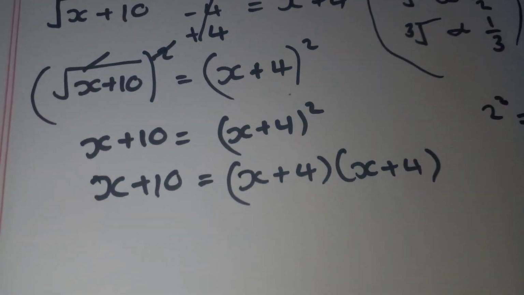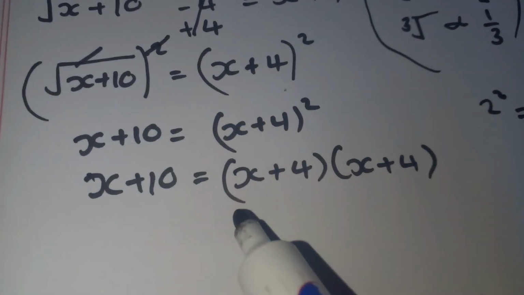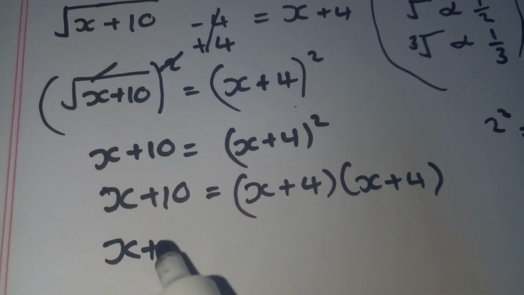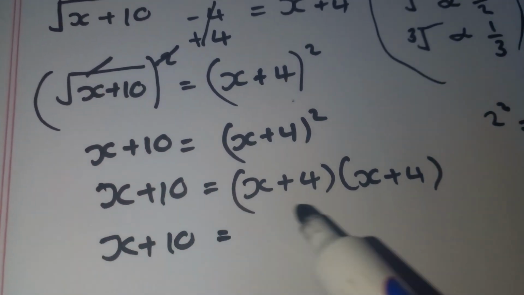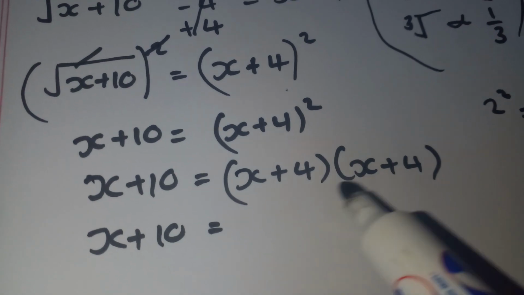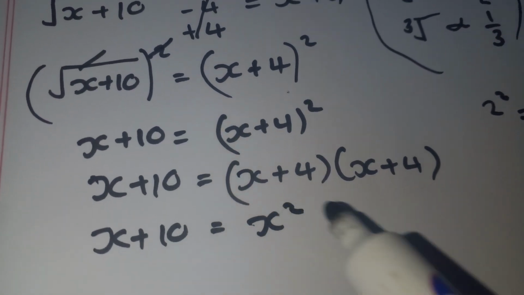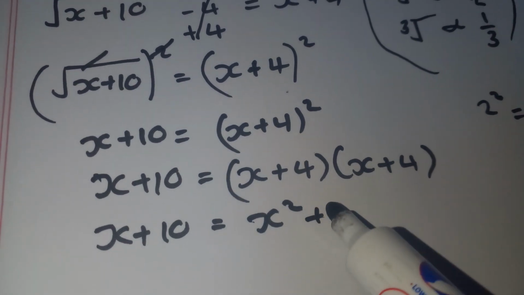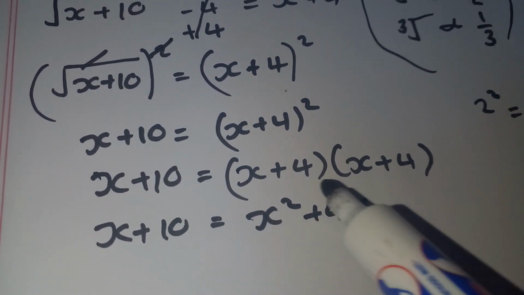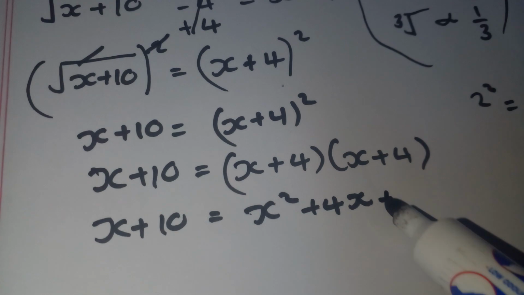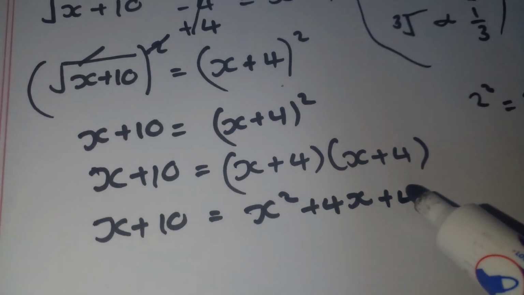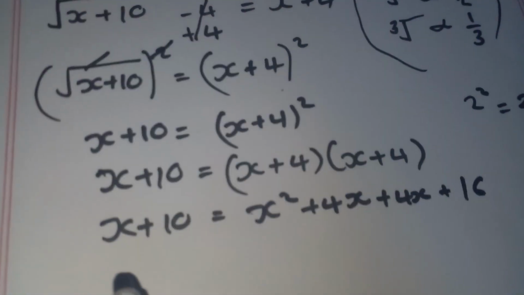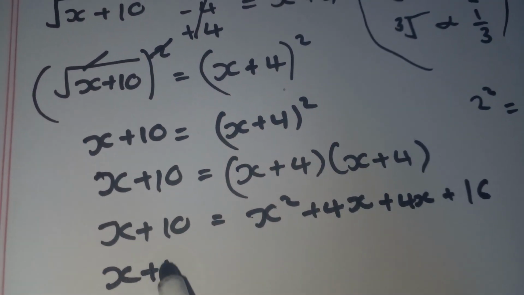So now we have to foil this one, or we have to expand the bracket. So it's going to be x multiplied by x. It is x squared, right? Then the very same x multiplied by 4, it is what? It's going to be 4x. Then 4 multiplied by x is going to be 4x. 4 times 4, guys, is going to be 16.